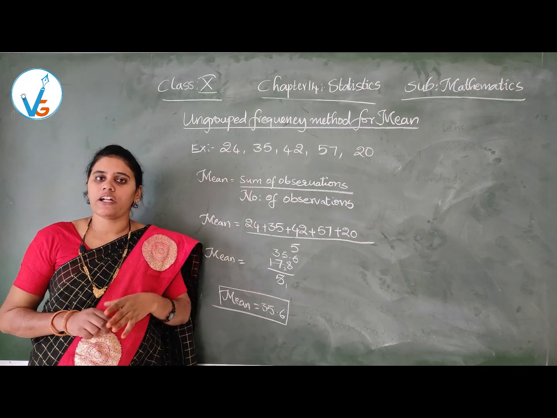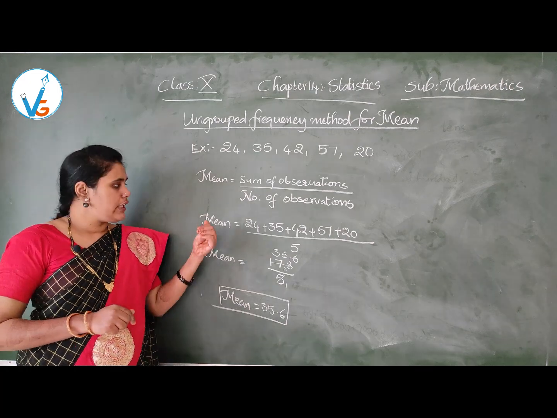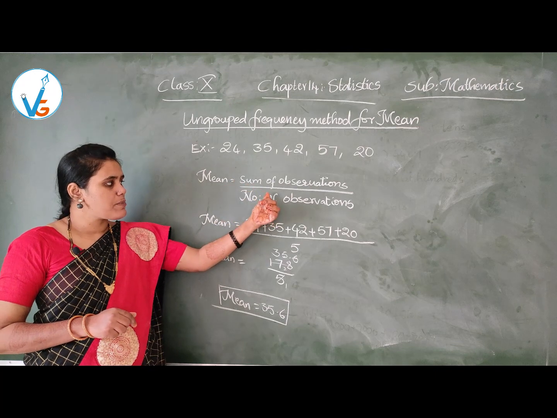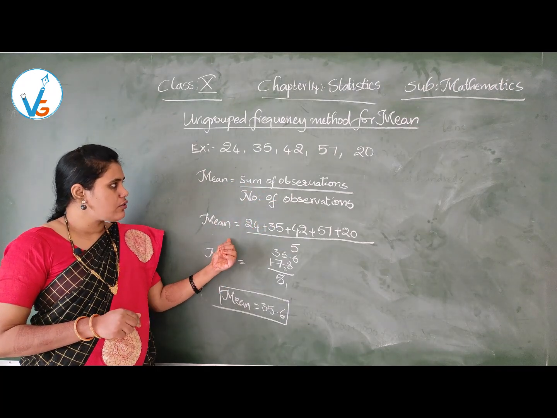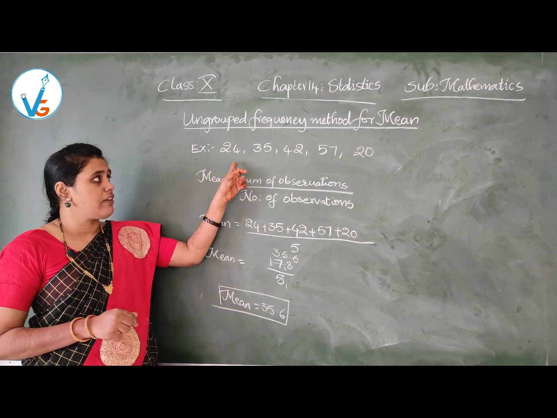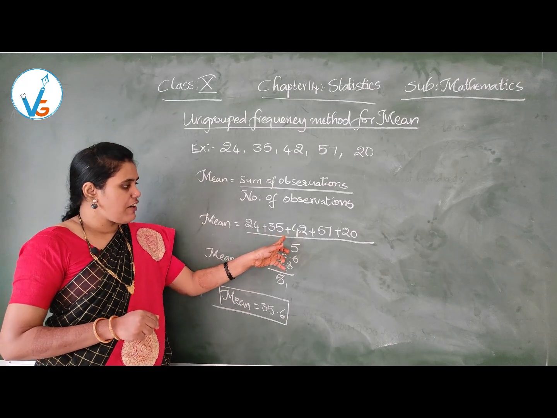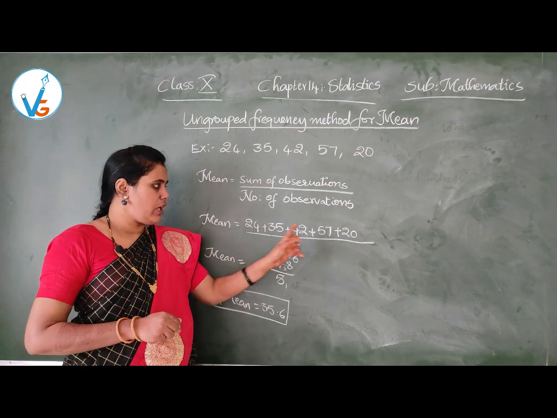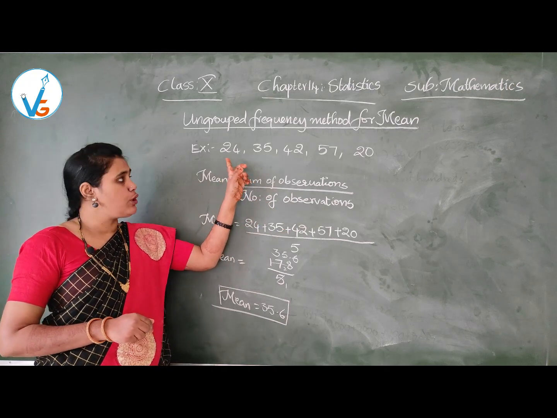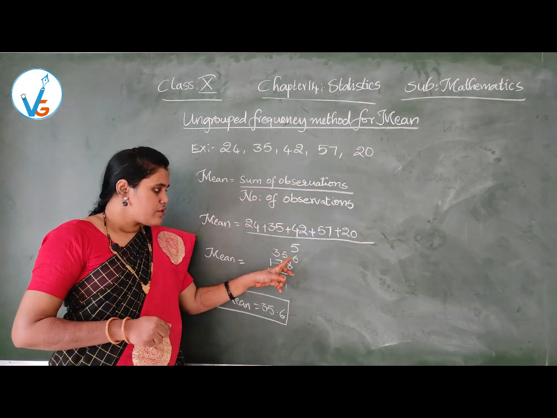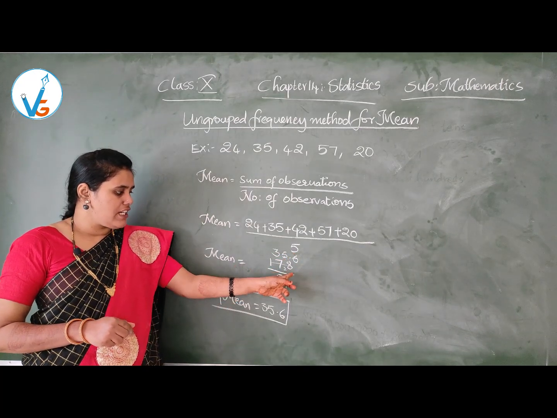This you have learned in your earlier classes, 9th class, 8th class. What it is, mean is equals to sum of observations by number of observations. So here mean is equals to sum of the observations, means the given values sum you have to do. So here 24 plus 35 plus 42 plus 57 plus 20 by number of observations. How many numbers are given for you? 1, 2, 3, 4, 5. So by 5. So here we will get mean is equals to 178 by 5.